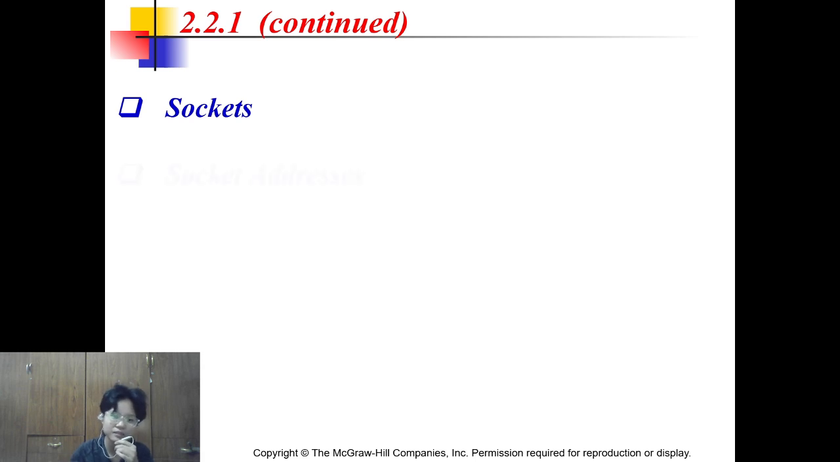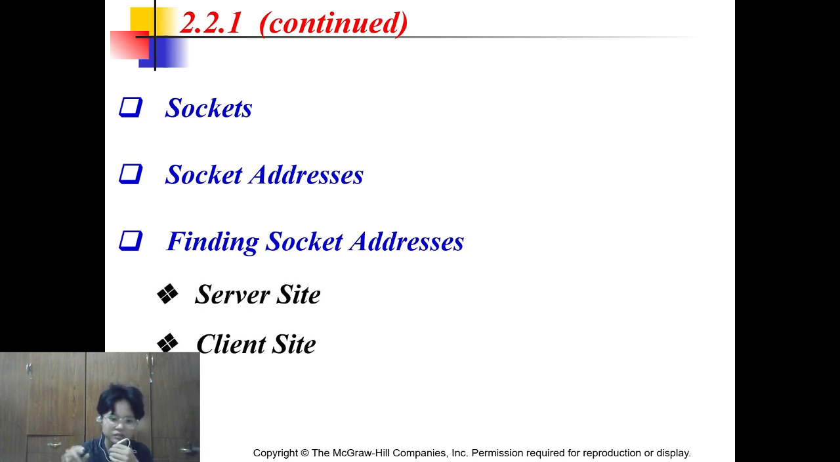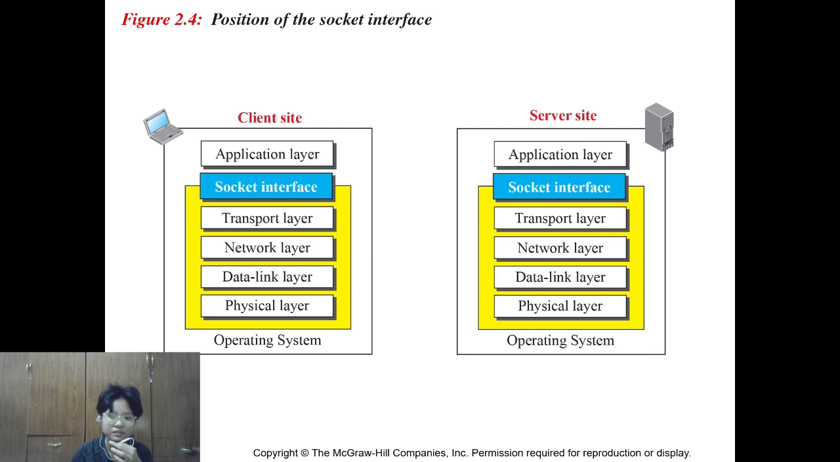There is a socket address, a built-in socket address, and another is the server side and client side. Picture 2.4 shows the position of the socket interface. You can see this picture has two sides. The right side is the server side and the left side is the client side. The two layers are the operating system.